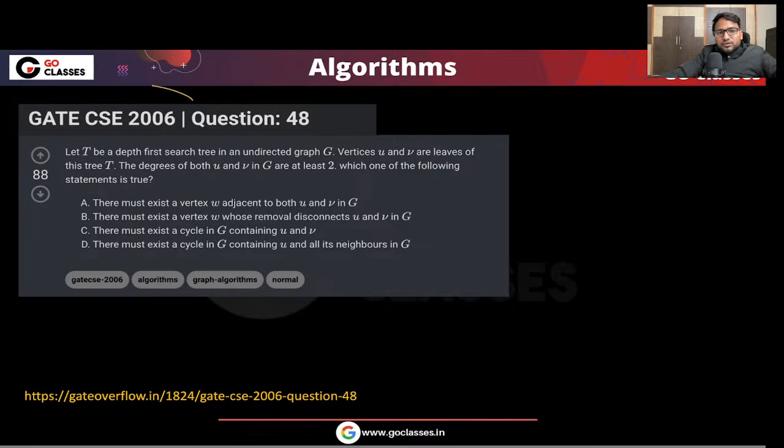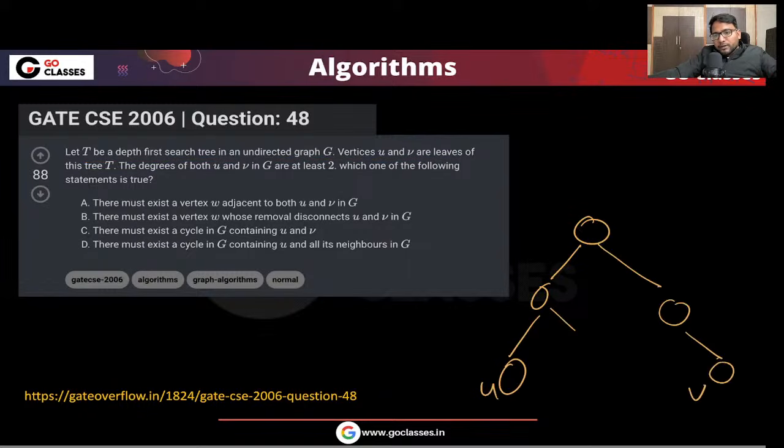This is a GATE 2006 question. Let's just try solving it. Let T be the DFS tree in the undirected graph. U and V are the leaves of this tree. So they are saying there is a tree that you have. U is a leaf and V is also a leaf. Maybe they are something like this.